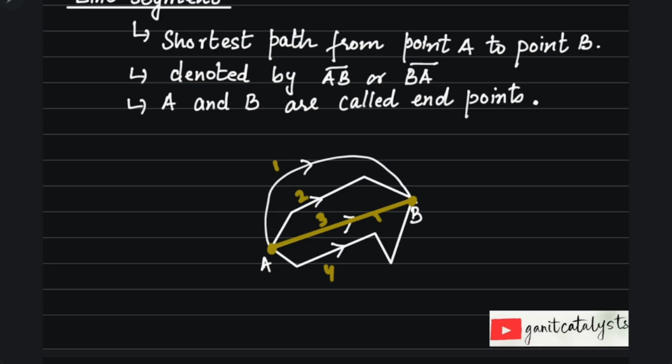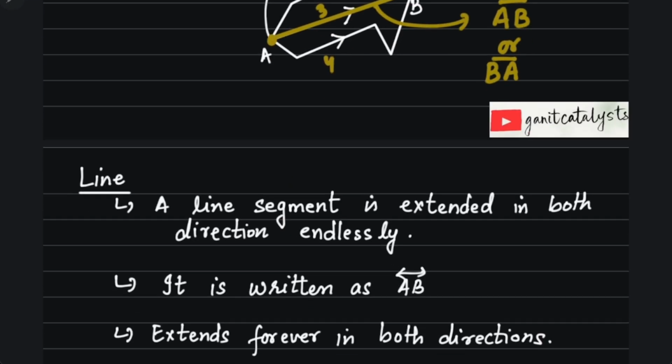So this is AB line segment, or you can say BA line segment. So this is denoted by AB bar or BA bar.